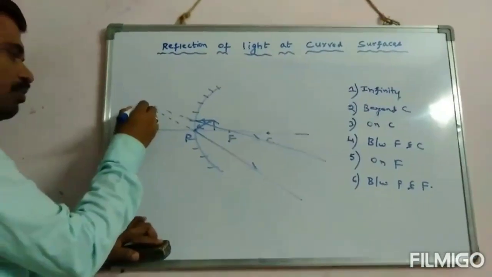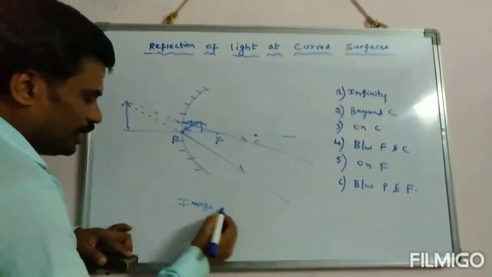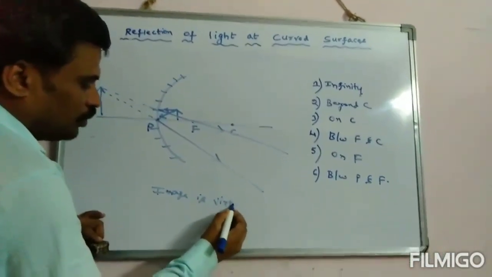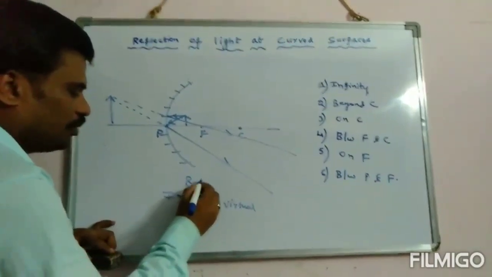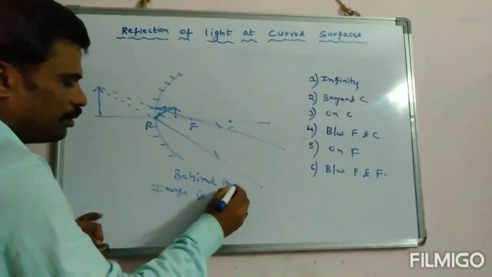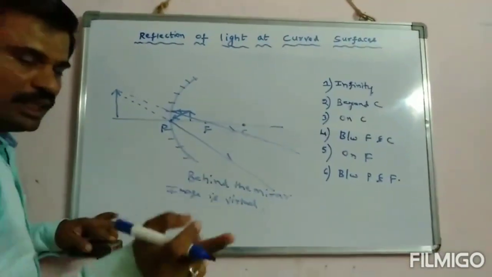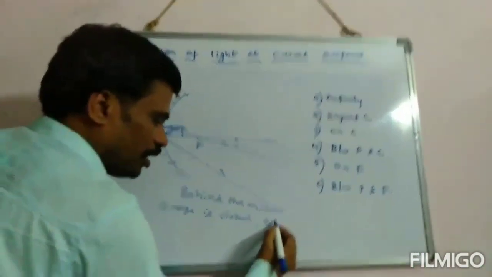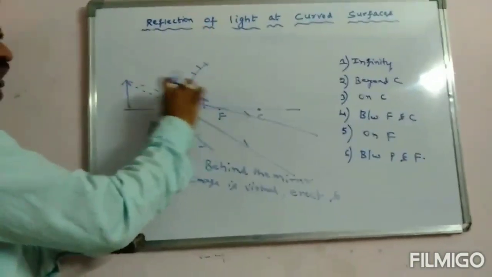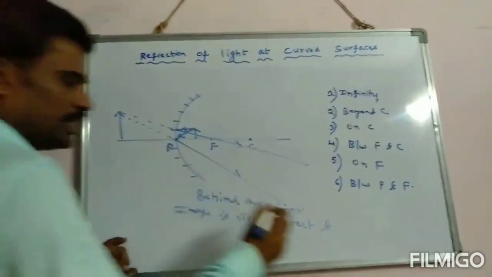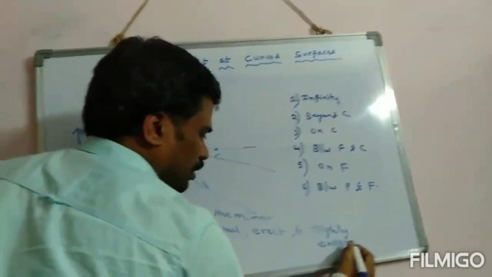Here, what type of image is formed? The image is virtual. And where is it formed? Behind the mirror. And already I said virtual images are always erect. And you can see the size of the image is bigger than the object. Hence I can say it is highly enlarged.